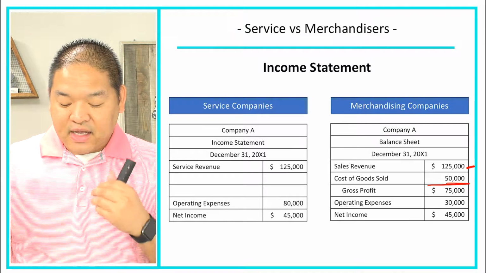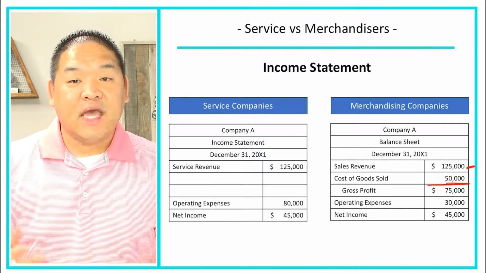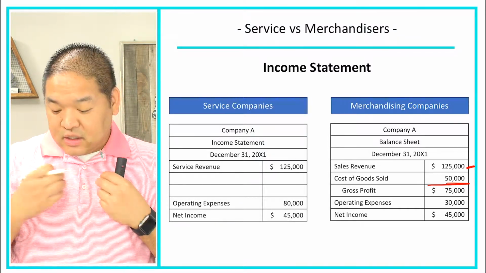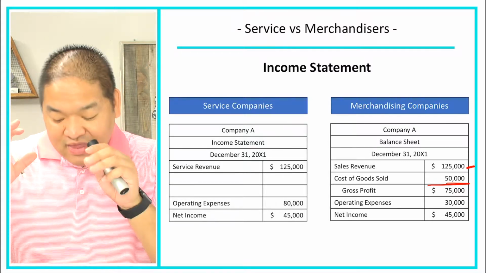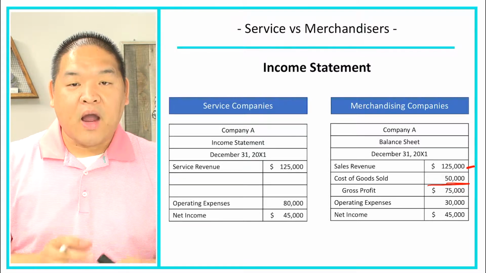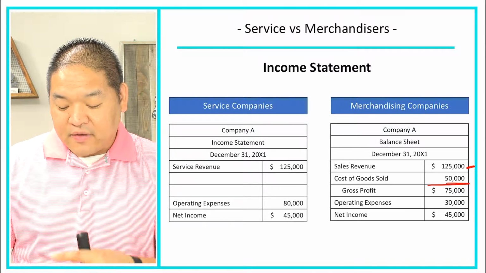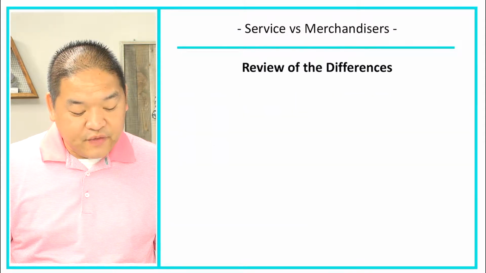So if we look at this, we generated $125,000 of sales from inventory that only cost the business $50,000, which means we had a gross profit of $75,000, and then from there we pay our operating expenses. So that's kind of how we look at it from a merchandising company. Okay. So let's review some of the differences.